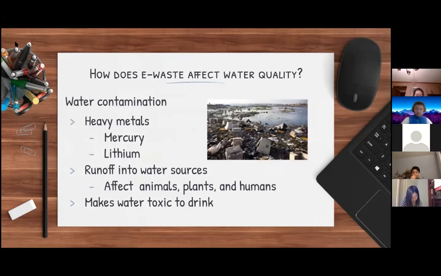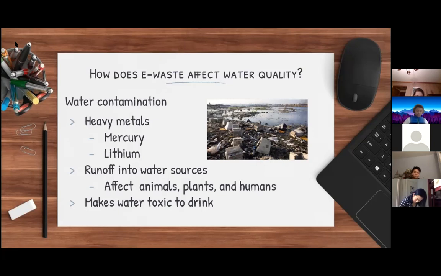So how does e-waste affect our water quality? A lot of the heavy metals that come from our electronics, like mercury or lithium, are a problem. Mercury mainly comes from computer screens, and lithium mainly comes from batteries that include lithium ions, which are most of the batteries that we use in cars and phones. These are disposed of in landfills, which can run off into our water sources like rivers and lakes.